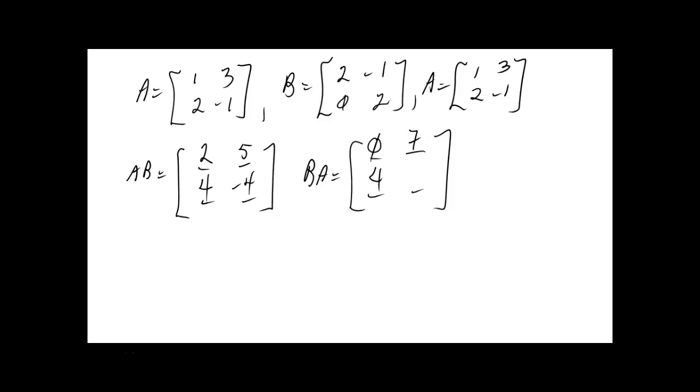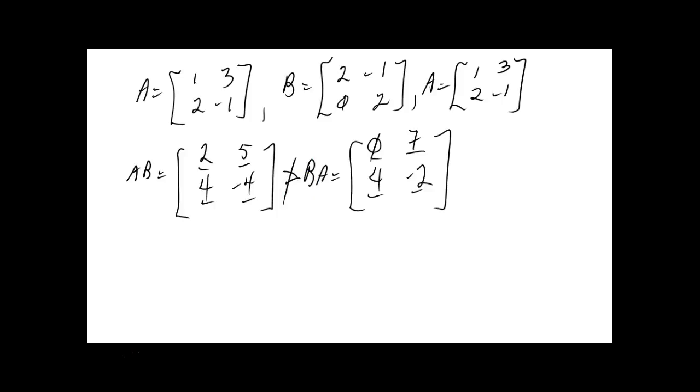Alright, so 0 times 3, which is 0, plus -2. -2. Perfect. And what do you notice about these two? One random entry happens to be the same. Yeah, they are not the same. AB and BA are definitely not equal to each other.